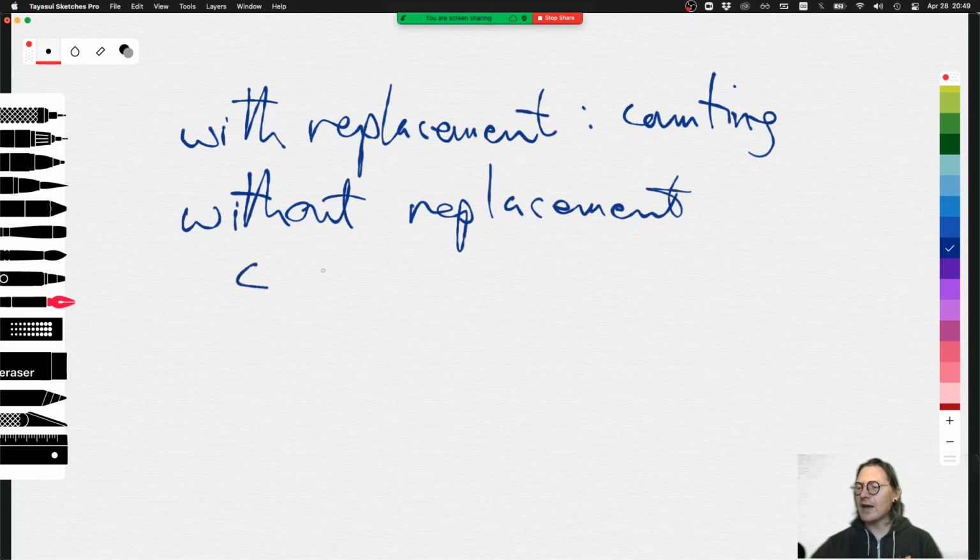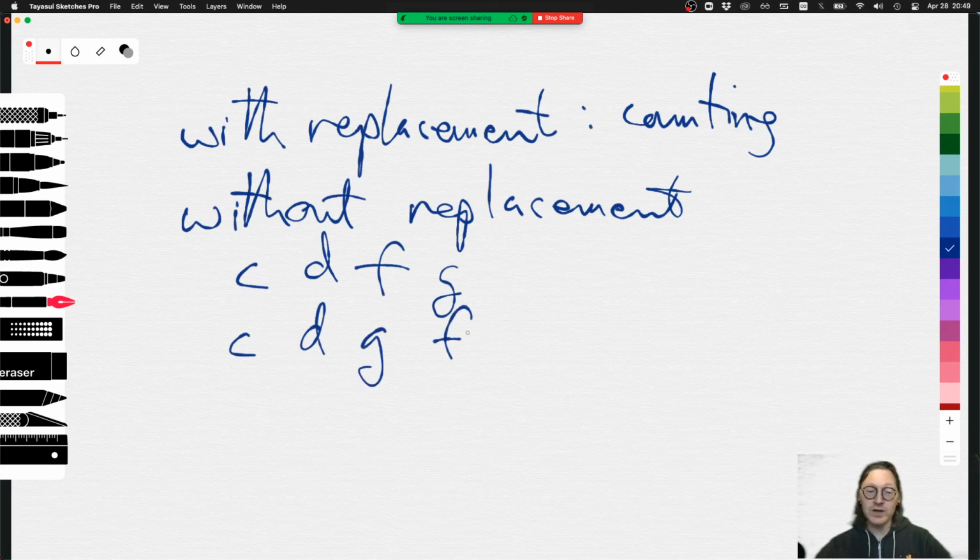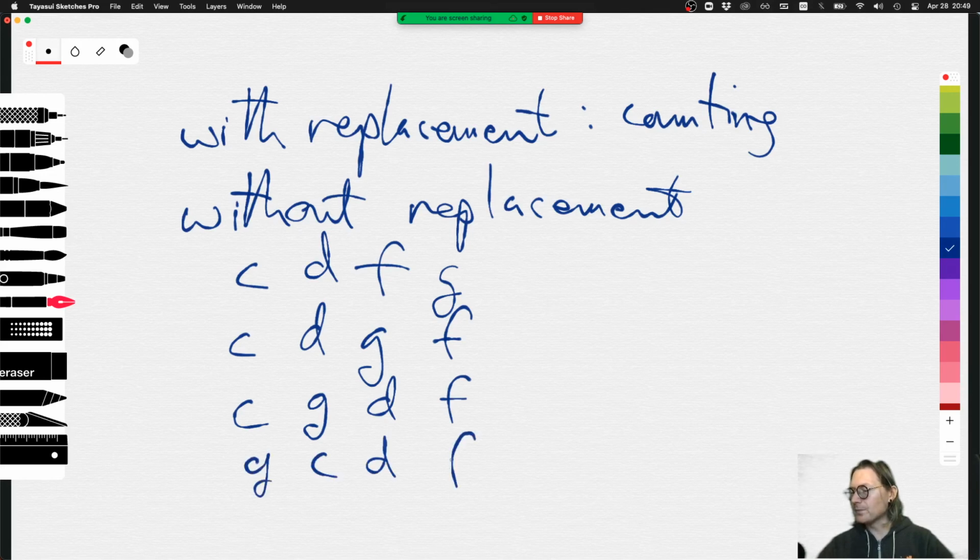And again, we've got a cat, a dog, a ferret, and a goldfish. Well, CDFG, CDGF, that's another way that we could do that. We could do CGDF and GCDF. And there's a lot more ways that we can do this, right? We can do GCFD.